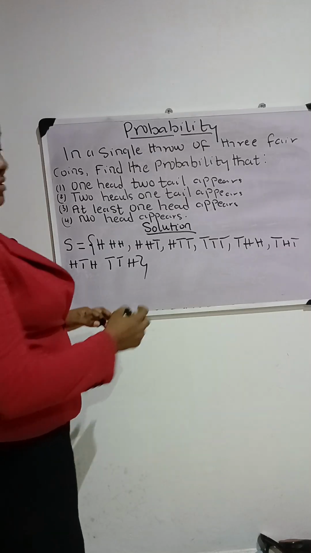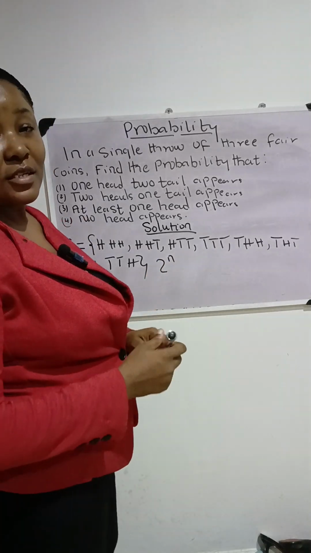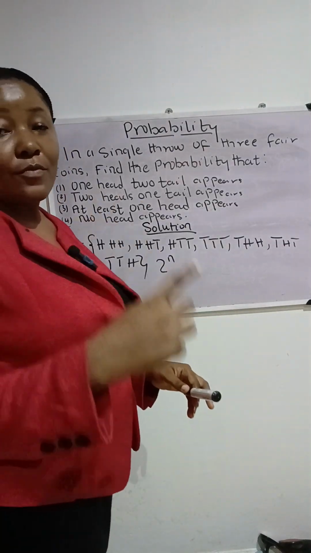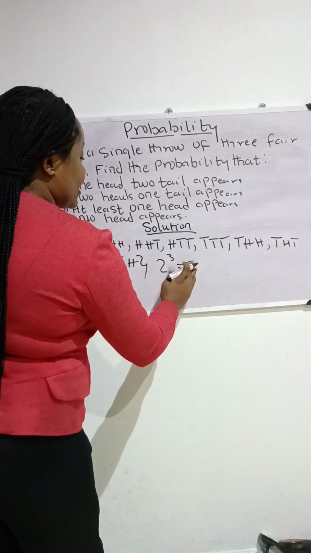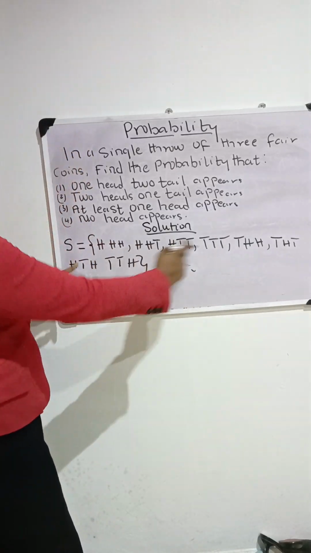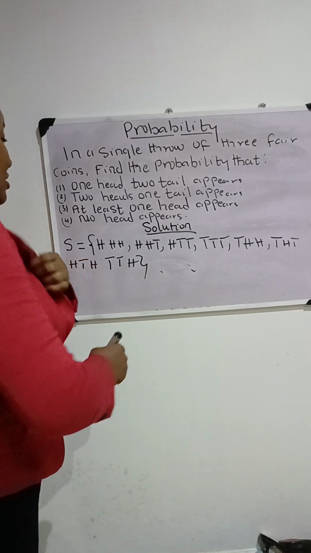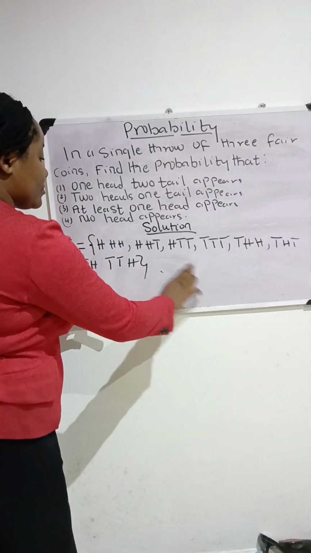How do we determine that? We use 2 raised to the power of n. 2 here has to do with the number of sides on the coin, and the n here has to do with the number of throws, which is 3. So 2 raised to the power of 3 is 8. This is why we have 8 sample points in our sample space. So we go ahead now to answer the question.